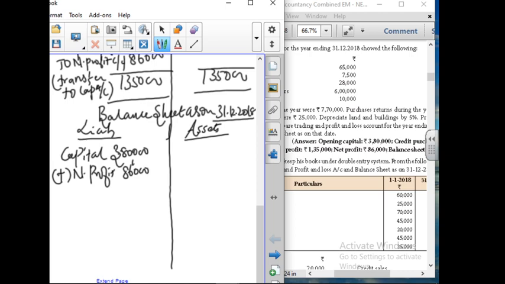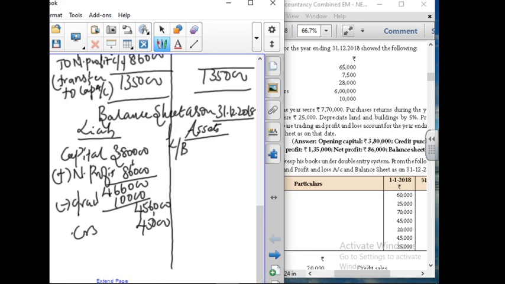86,000. Next comes your total comes around 4,66,000. Drawings is there, so minus your drawings, it is 10,000. So in the outer column you have to write it 4,56,000, and your creditors amounted to 45,000. I will move on to the asset side. Land and building first. It is nothing but 2,40,000.